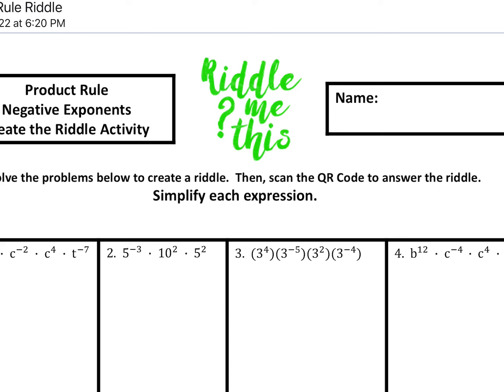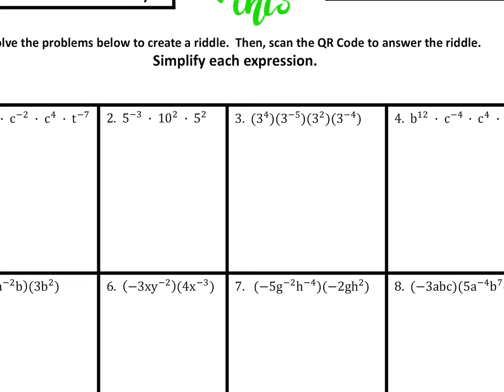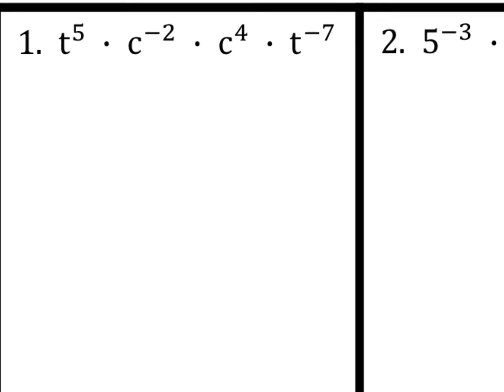So this is what we did in class. We started out with this to transition from having negative exponents, zero exponents, and the product rule that we learned yesterday. So I'll leave it aside. All right, let's start out here.